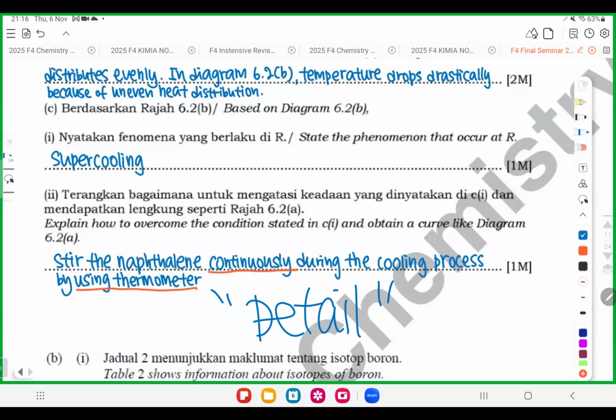So many students say, sir, I write the answer, I write stir, I don't get the mark. Of course, you write stir, of course you don't get the mark. You don't tell the examiner what you are stirring, for how long, or what you use to do the stirring. You cannot expect the examiner to know. That's why remember what I say: the examiner is not your best buddy. They don't know what you want to say. So you need to give your answer in a more detailed way.